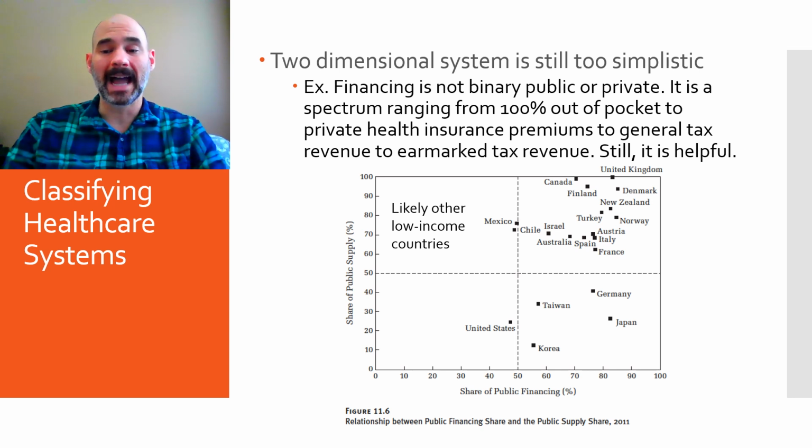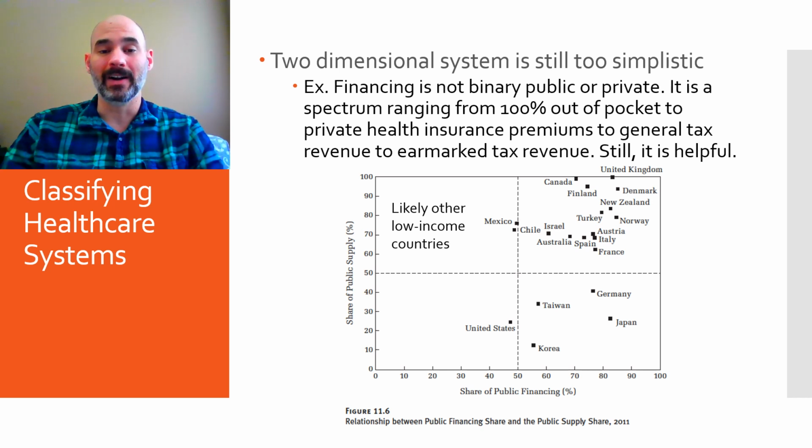And so I think the lack of a true binary between truly private and truly public is illustrated pretty well in this figure from the text in the 11.6, where we see that in these countries, there's very few that have 0% of their supply of healthcare services being public, as being 100% completely private supply.